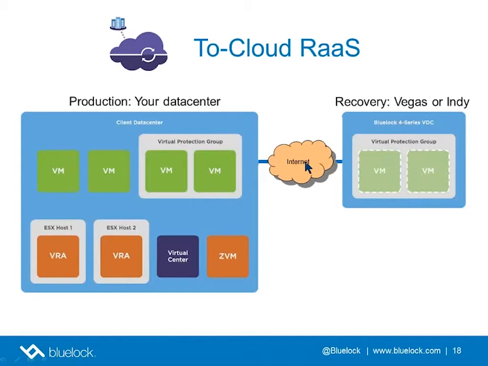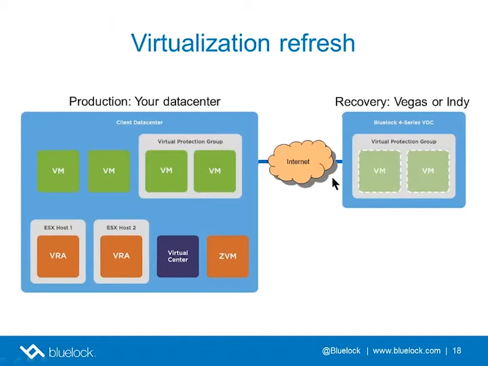And he connected it over a VPN tunnel that was already established through the internet to a Bluelock 4 series virtual data center, and it could be in Vegas or India. It really doesn't matter. It's just what IP addresses you use dictate which site you go to. We call them Zone East and Zone West. But anyway, pick whichever one you want that's appropriate for your app, and then the replication starts.